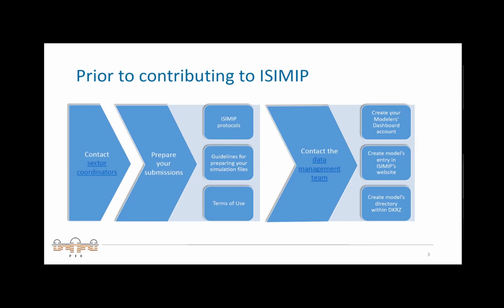You contact us and we will create three things. Your modeler's dashboard account, and this is to help us keep a database of the ISIMIP participants per sector. We will also create a models entry, an entry on our website for your model, and there you will have to document your model. We also have specific conditions on naming for your models, depending on version, because we want to keep track of the development of your models also, if you stay for different simulation rounds or if you make changes to your model.